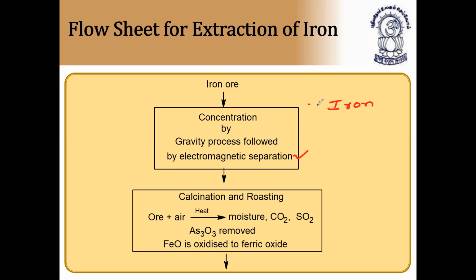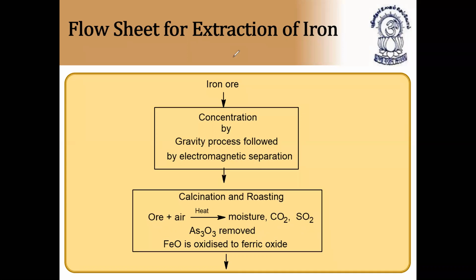Since iron is magnetic in nature, we can concentrate it by electromagnetic separation. After that, we do calcination and roasting for iron. This removes moisture, carbon dioxide and sulfur dioxide. The impurities removed are arsenic oxides, and ferrous oxide is oxidized to ferric oxide, Fe2O3. So in this way, this is the flow chart of iron.